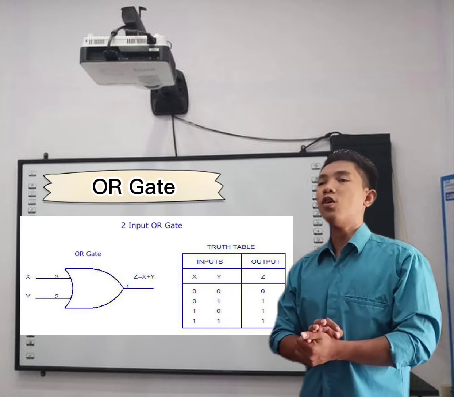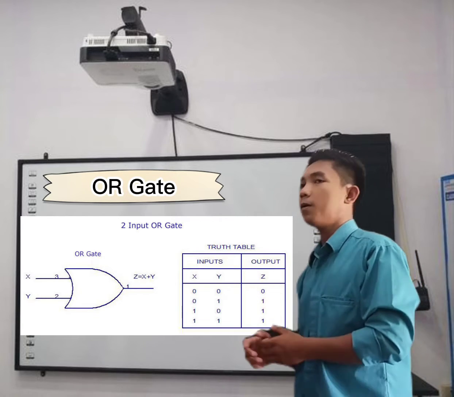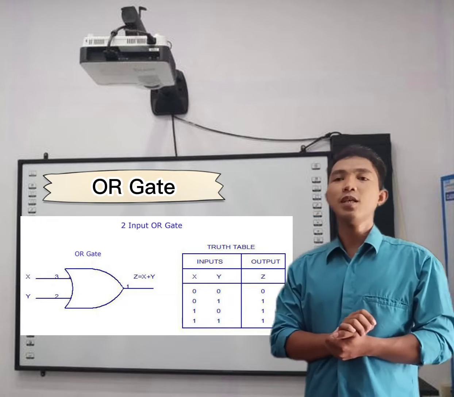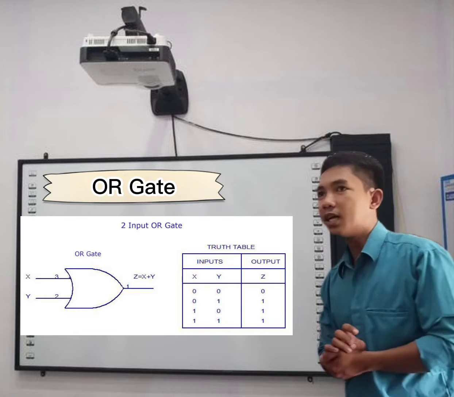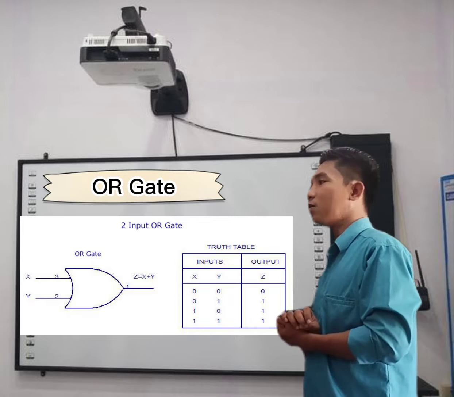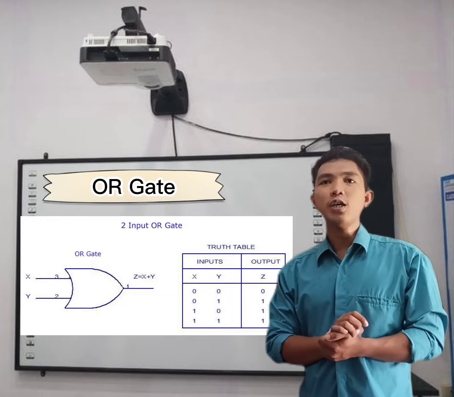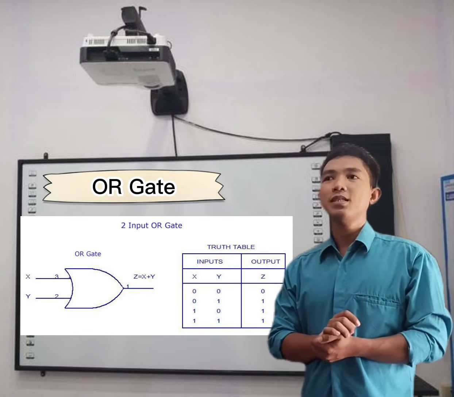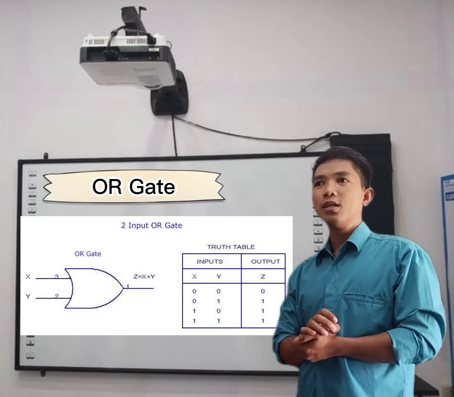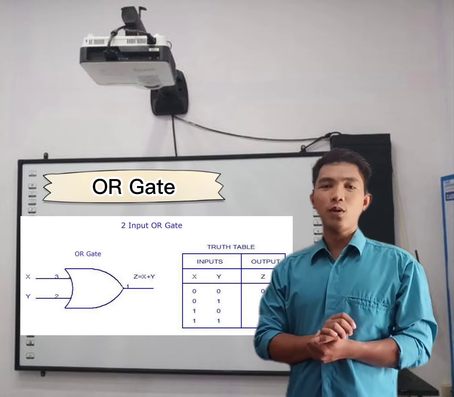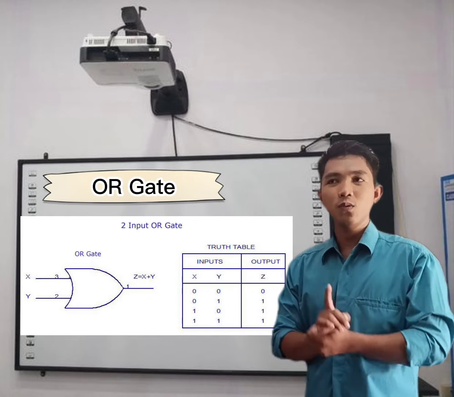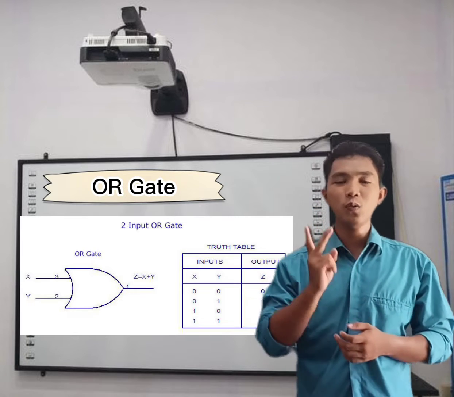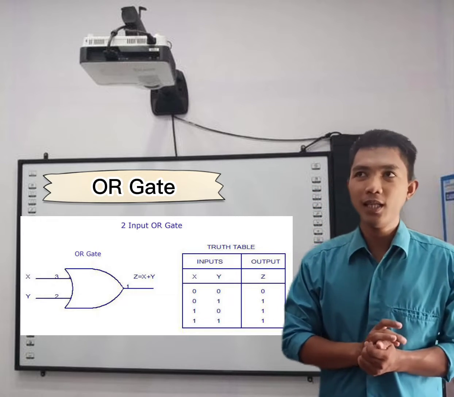When the voltage goes through this OR gate, the input 0 and input 0 will become 0. The input 0 and 1 will become 1. The same thing, 1 and 0 will become 1. And 1 and 1 will be the output 1. Why? Because the OR gate performs logical addition. In logical addition, 0 plus 0 equals 0. 0 plus 1 equals 1. 1 plus 0 equals 1. And 1 plus 1 is not 2, because as I said earlier, in logic gates there are only two numbers, the 0 and 1.